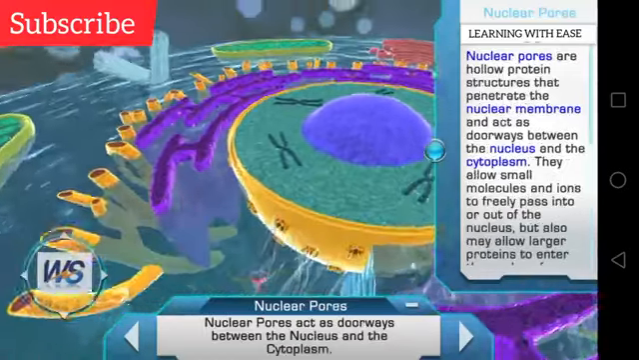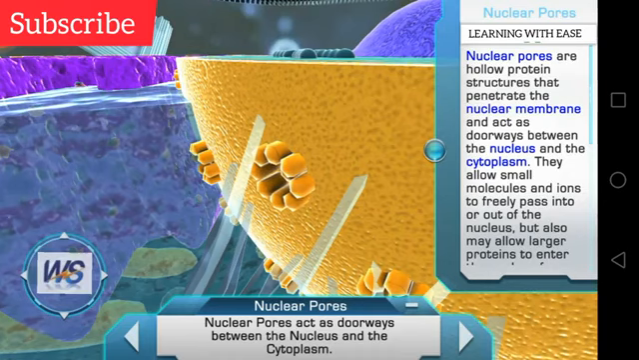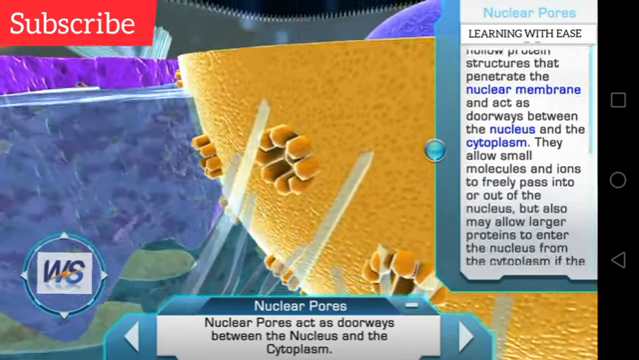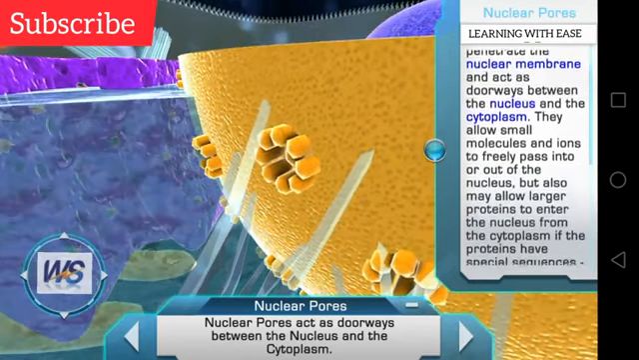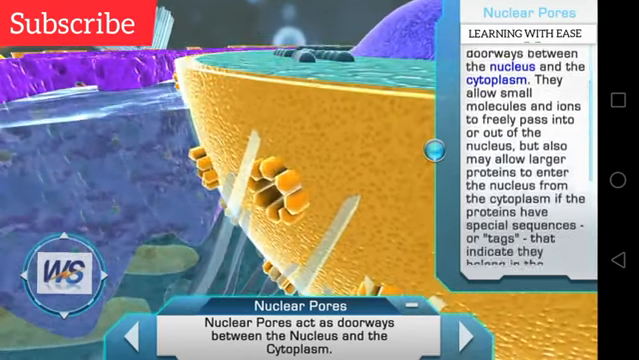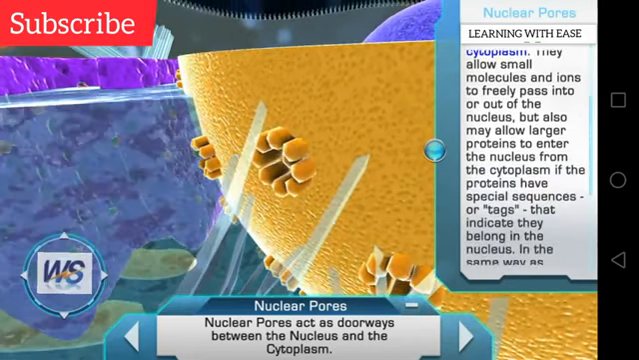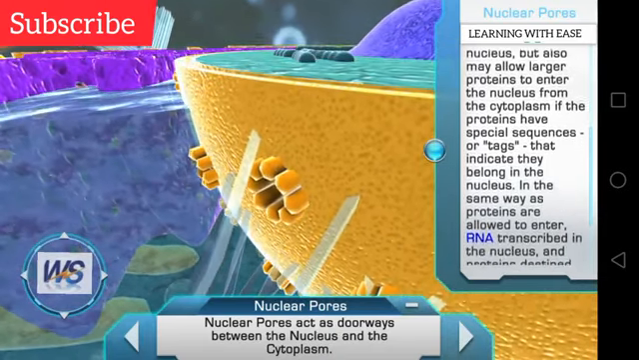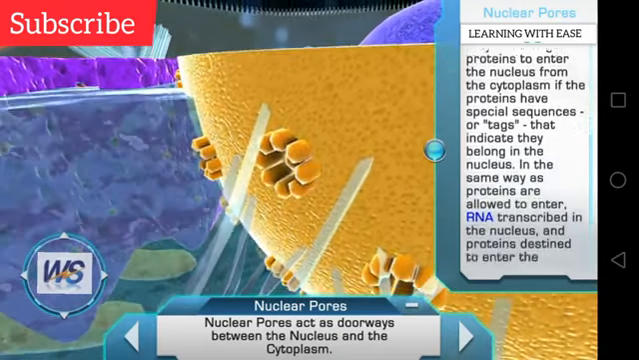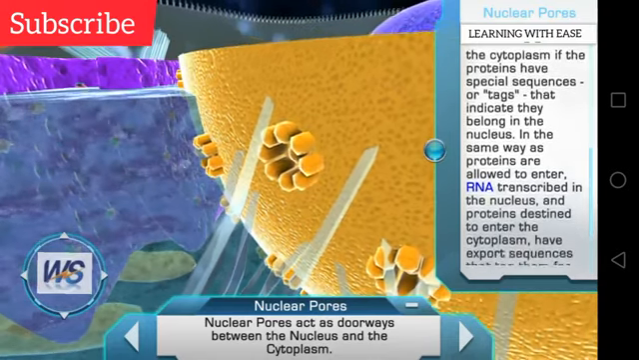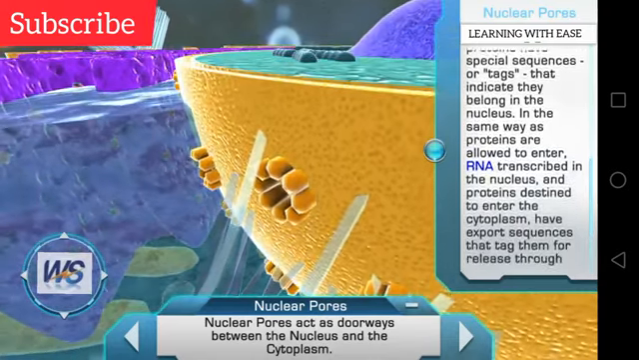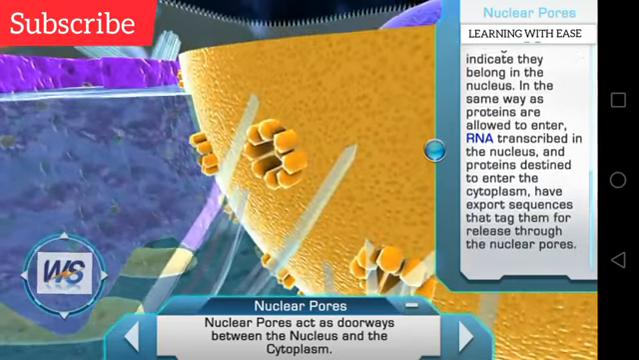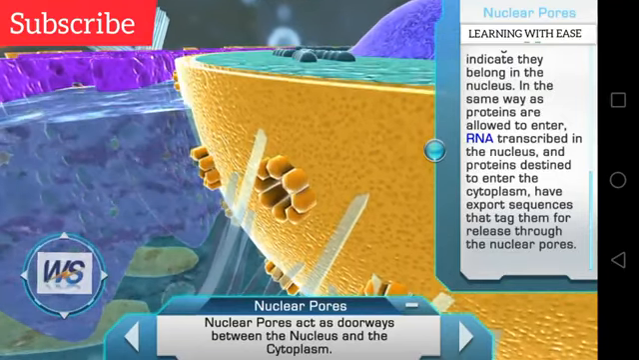Nuclear pores are hollow protein structures that penetrate the nuclear membrane and act as doorways between the nucleus and the cytoplasm. They allow small molecules and ions to freely pass into or out of the nucleus, but also may allow larger proteins to enter the nucleus from the cytoplasm if the proteins have special sequences, or tags, that indicate they belong in the nucleus. In the same way as proteins are allowed to enter, RNA transcribed in the nucleus and proteins destined to enter the cytoplasm have export sequences that tag them for release through the nuclear pores.